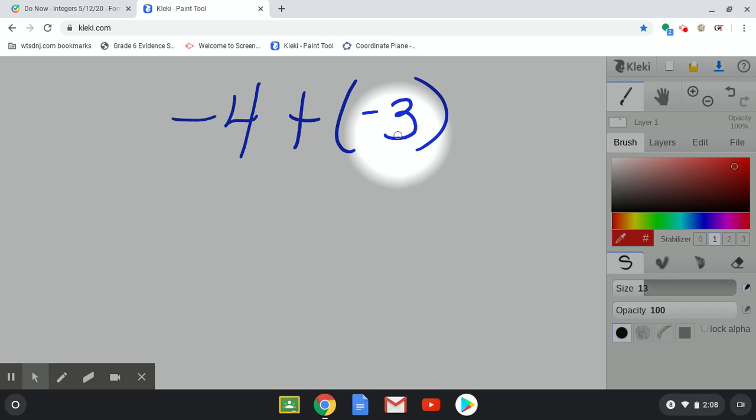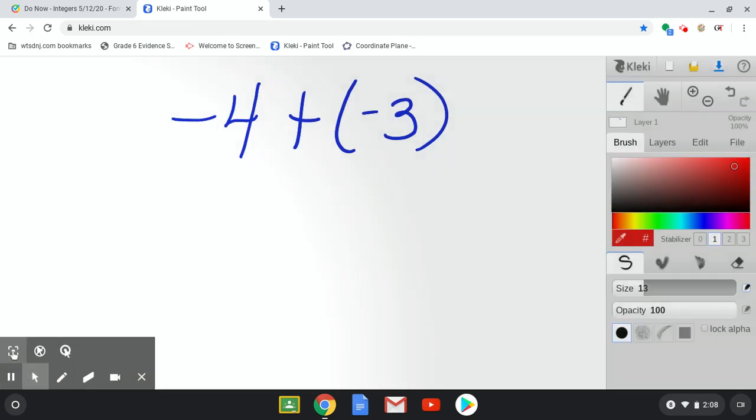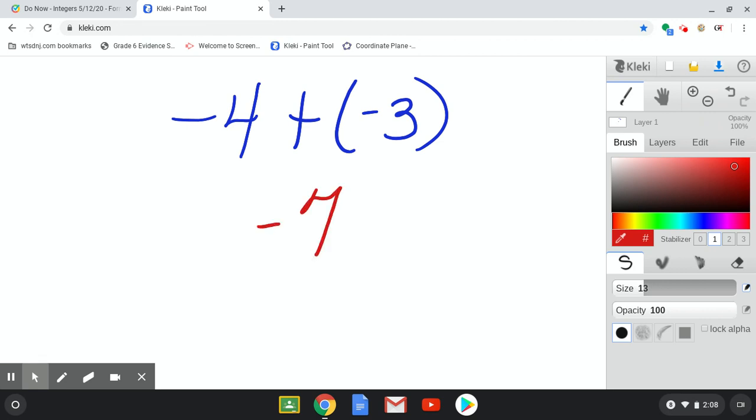You just have to remember the rule is when the signs are the same, you're adding and keeping the sign. So let's go ahead and do that. We're going to add 4 and 3 to get 7. And we are keeping the sign of negative. So a -4 plus a -3 is equal to a -7. Okay? So remember, if the signs are the same, you're adding and keeping the sign. Apples and apples, add them together, keep the sign. Okay, let's try a different problem.